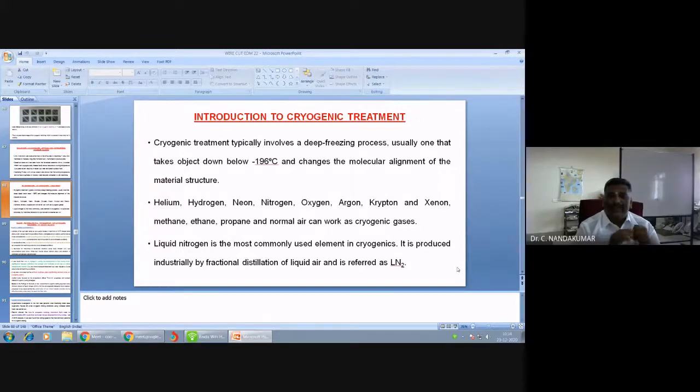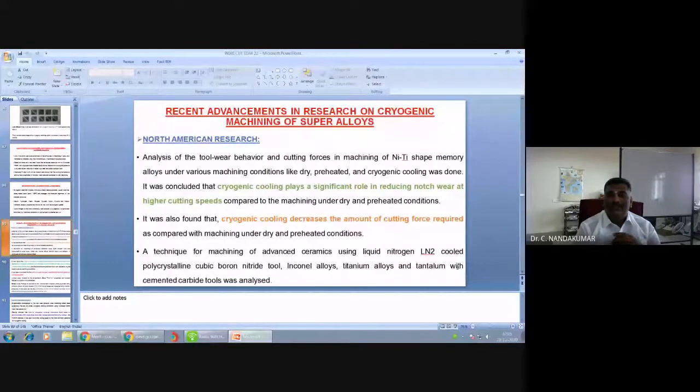Helium, hydrogen, neon, nitrogen, oxygen, argon, krypton, xenon, methane, ethane, propane, and normal air can work as cryogenic gases. But in this case, we have to use nitrogen. Liquid nitrogen is the most commonly used element in cryogenics. It is produced industrially by fractional distillation of liquid air and referred to as LN2.